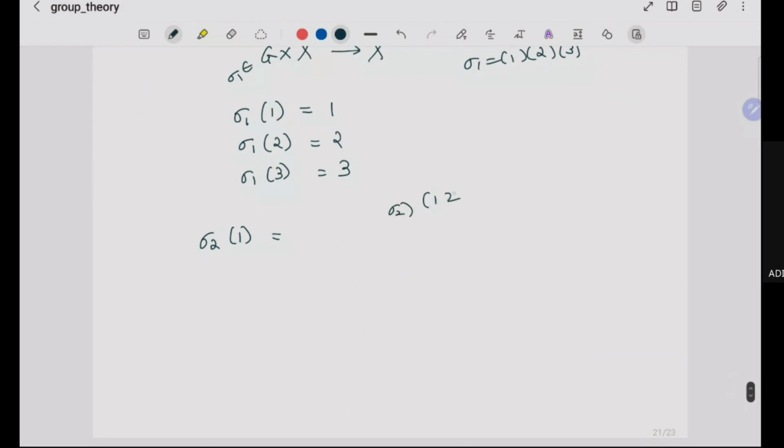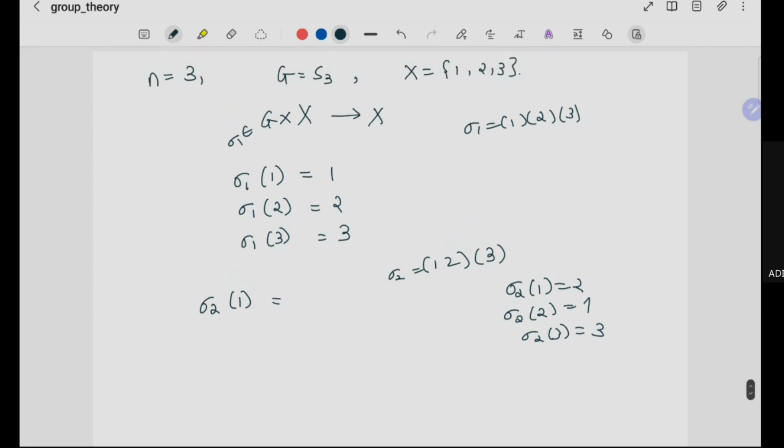Sigma 2 is 1, 2, 3. So what is sigma 1? It is 2, right? Because sigma 2 of 1 is 2, sigma 2 of 2 is 1 and sigma 2 of 3 is 3. So this is how the action is defined. Is there any doubt in how this action is defined here?